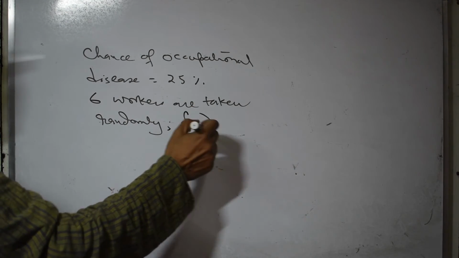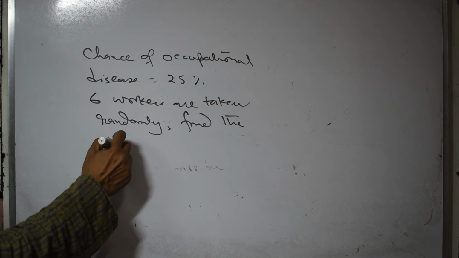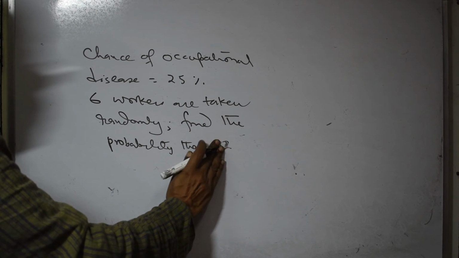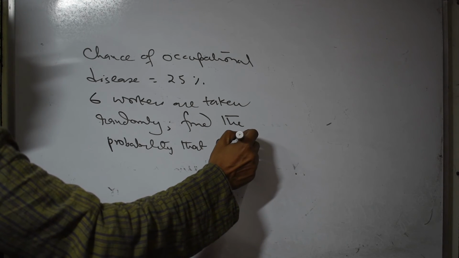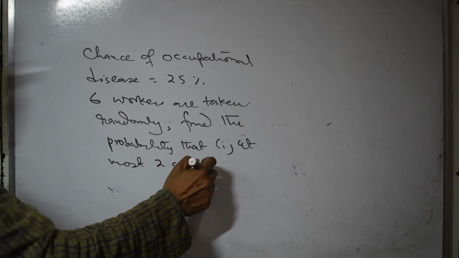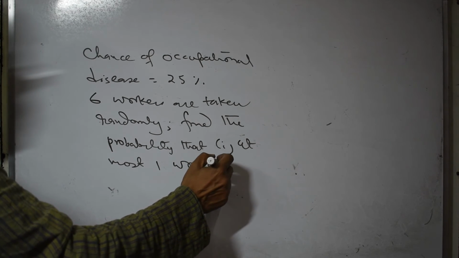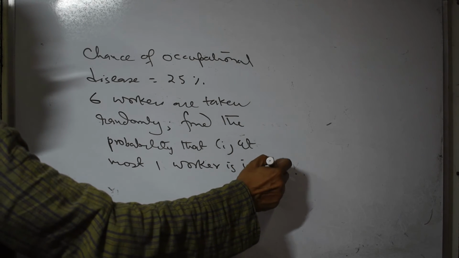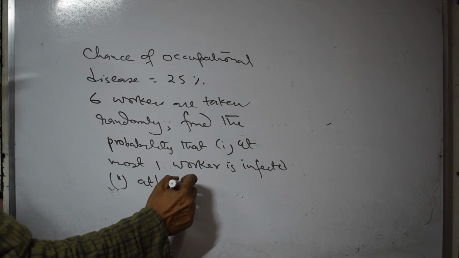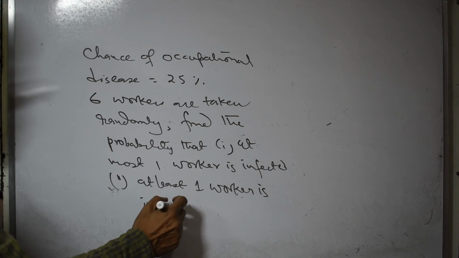Find the probability that, we can discuss 2 ways. Probability that, number 1, at most 1 worker is infected with the occupational disease, and the second one is at least one worker is infected. So these 2 questions we can discuss this way.